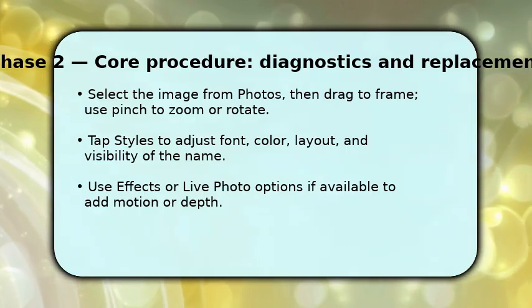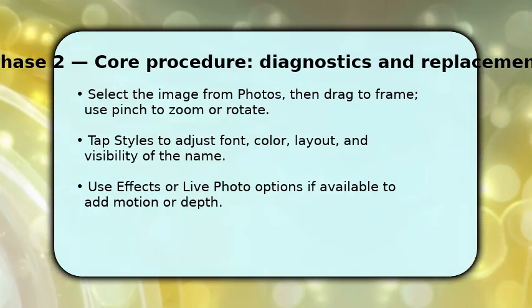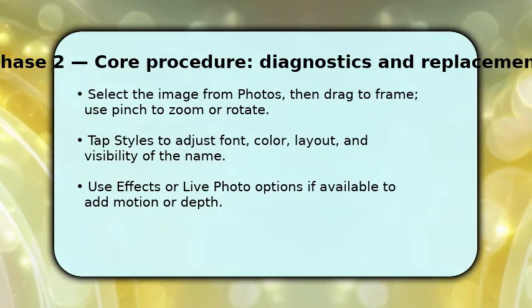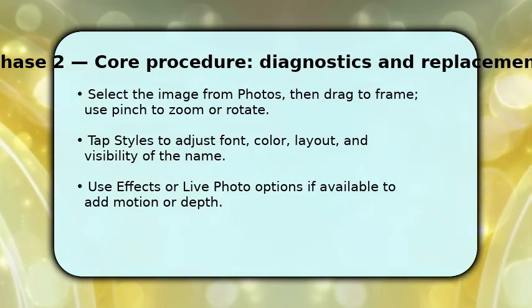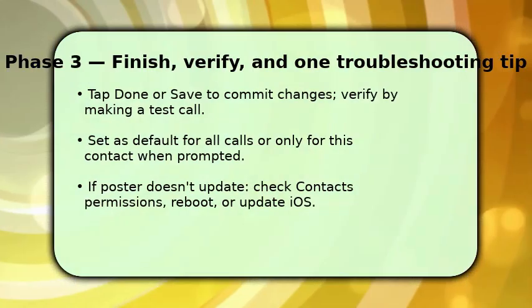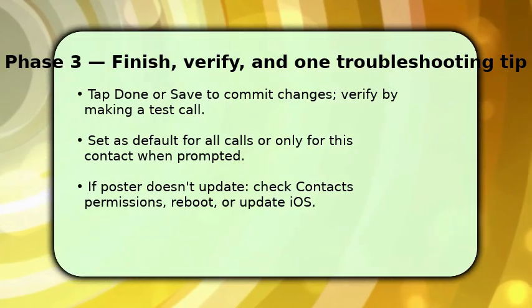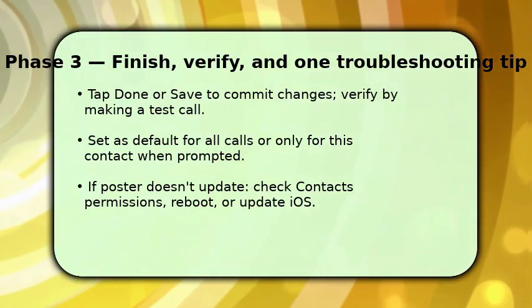If your phone supports live photos or subtle effects, enable them for motion. Once done, preview how the poster looks at different sizes to confirm clarity and balance. Finish by tapping Done to save the poster. This applies the new visual to incoming and outgoing displays for that contact.